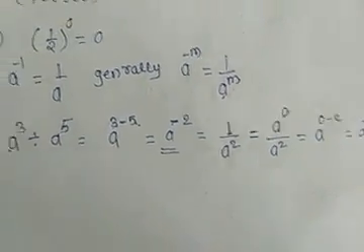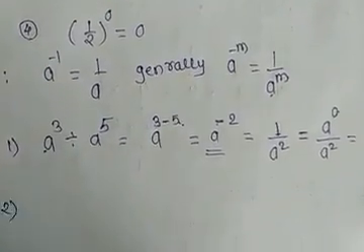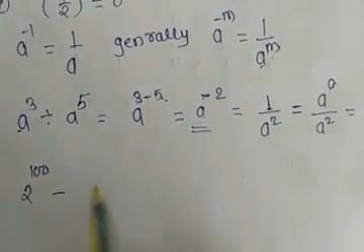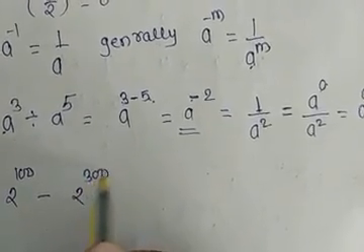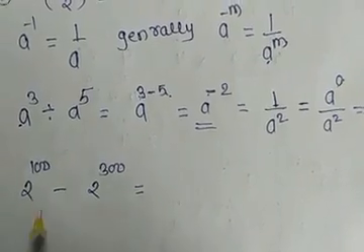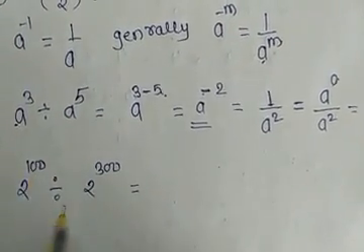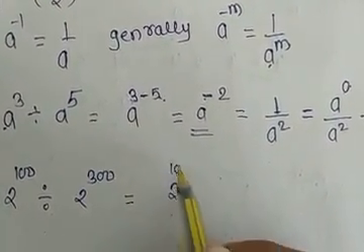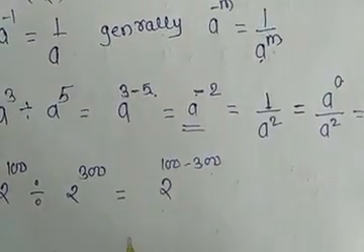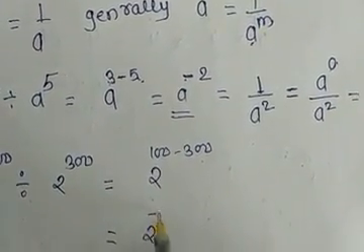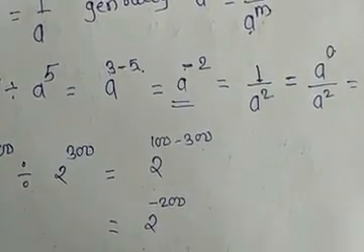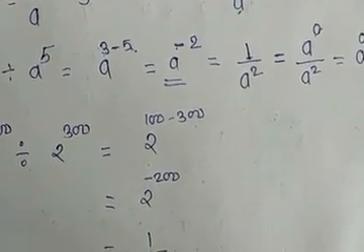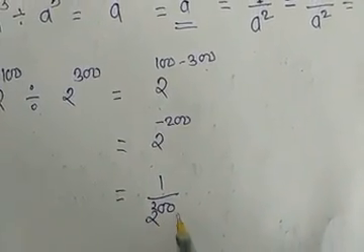Okay. For the next example, if we consider 2 raised to 100 divided by 2 raised to 300, this can be written as 2 raised to 100 minus 300, which is equal to 2 raised to minus 200, which gives 1 upon 2 raised to 200.